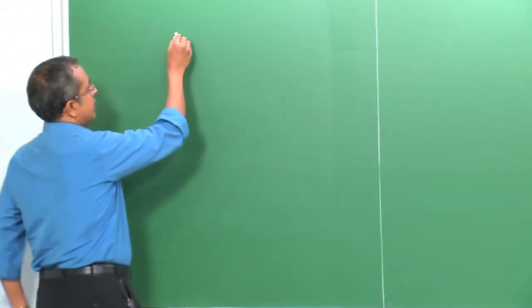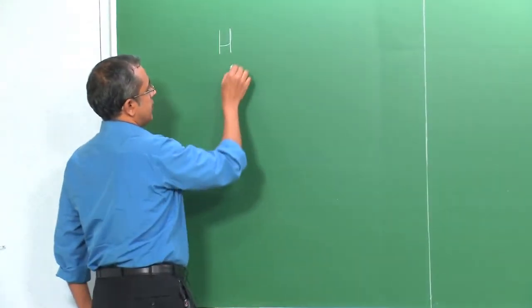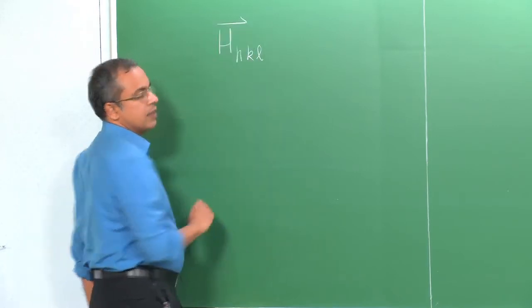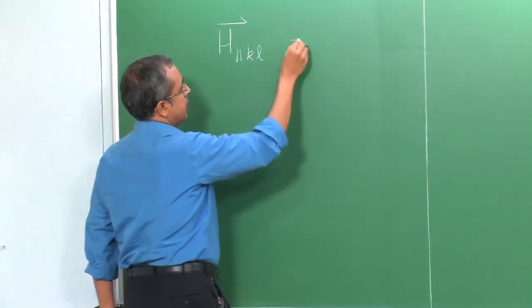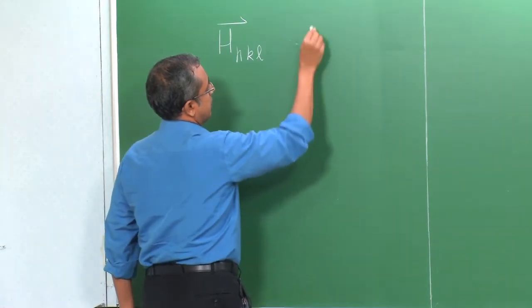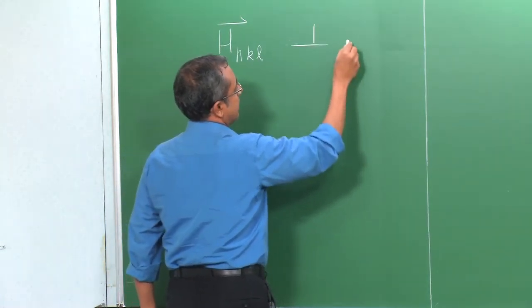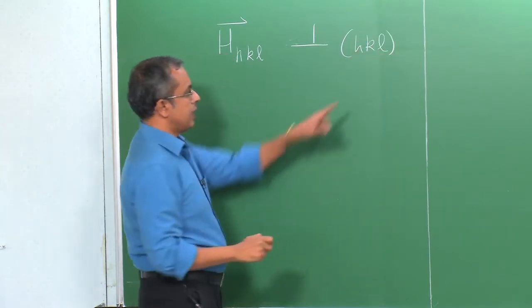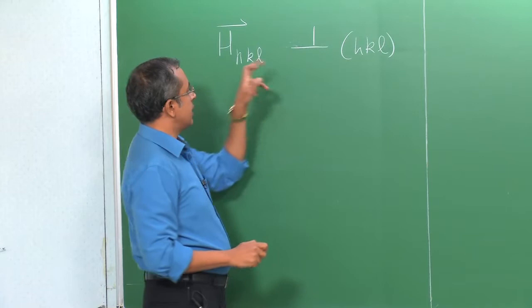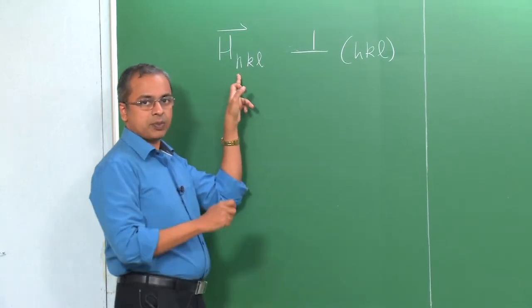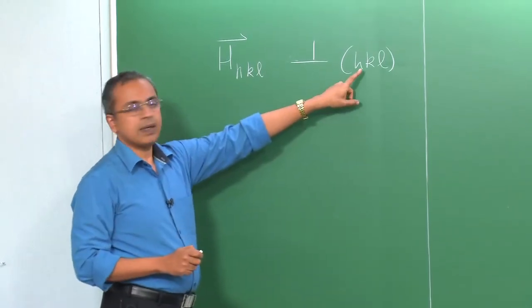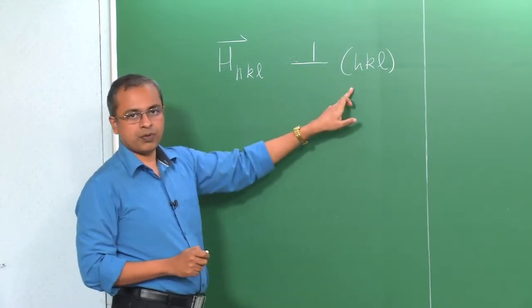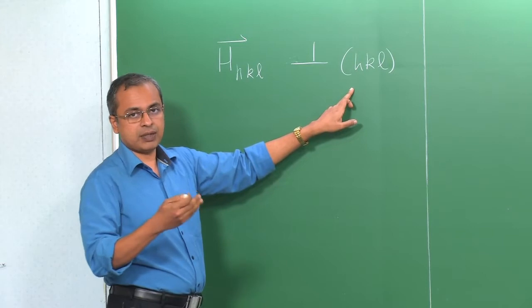We said that the reciprocal lattice vector is designated as HKL and that this is perpendicular to the plane HKL. So, in real space you have the plane HKL, and the reciprocal lattice vector, which is a vector in reciprocal space, is perpendicular to the plane in the real space. Okay. So, this is one rule that we derived.